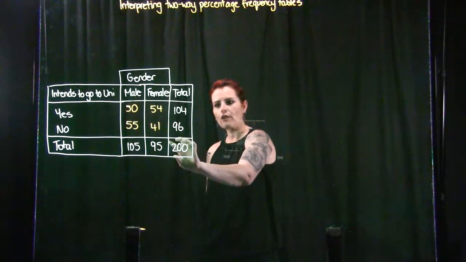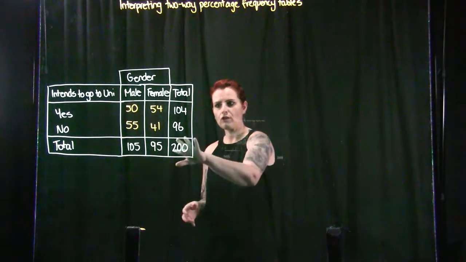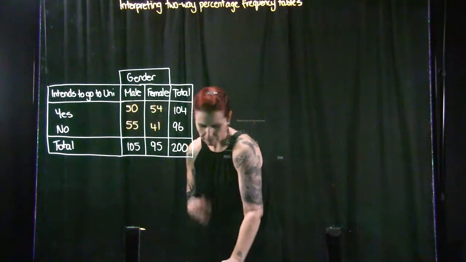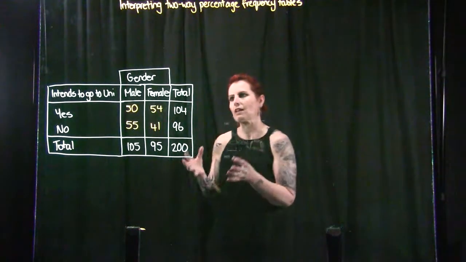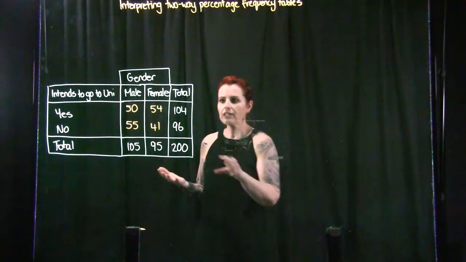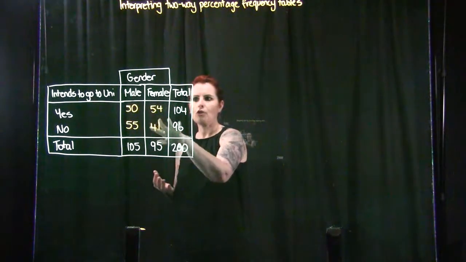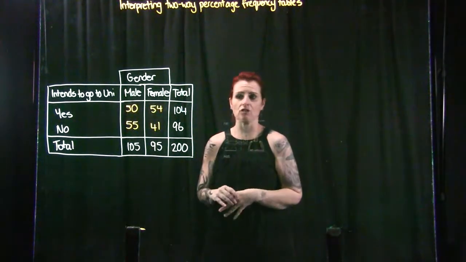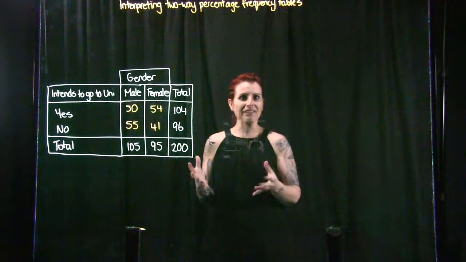The survey was out of 200 people, so they surveyed 200 people, male and female, about whether or not they intended to go to university. Now, in order to make a comparison, we need to actually determine the percentages. So I've written these ones in orange because they're the ones that we need to actually turn into percentages. Why do you think that is?